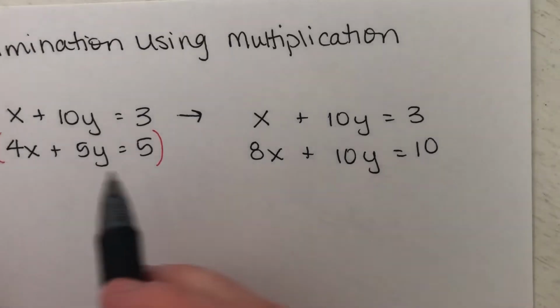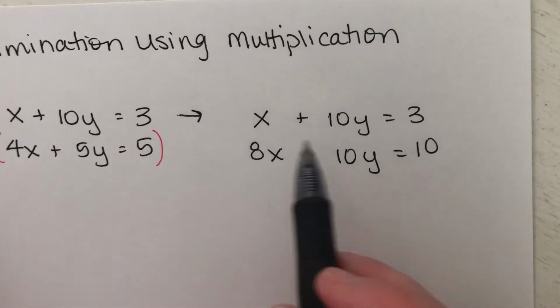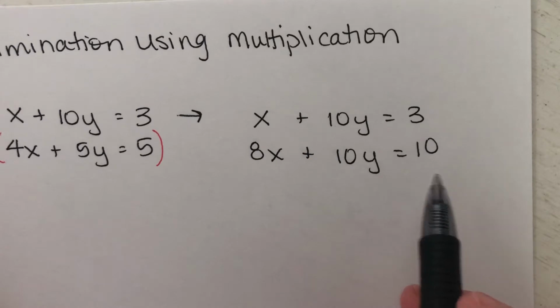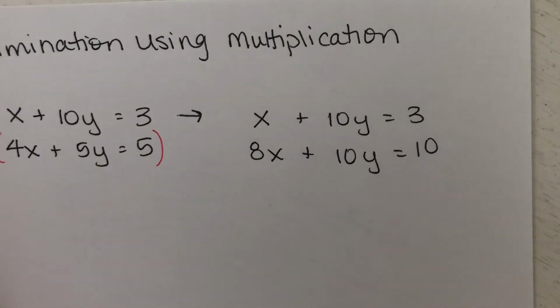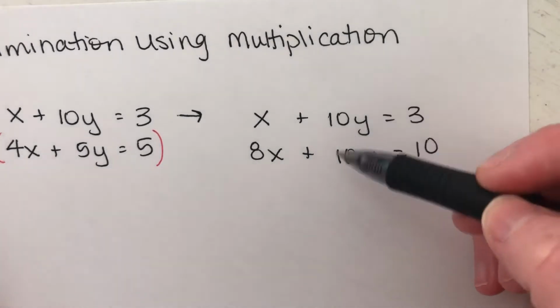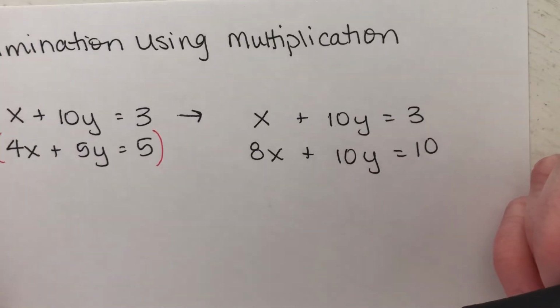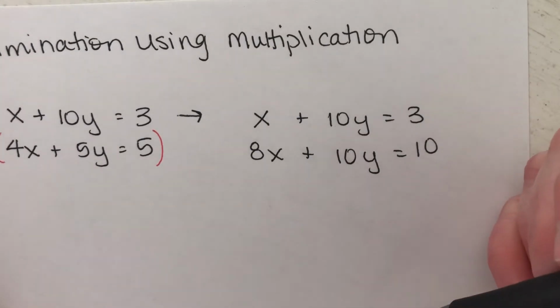Okay? And we didn't change the value of this equation. It's still the same equation. We just made it look a little different, just like when you change a fraction from, like, 2/3 to 4/6. It's still the same fraction. We just made it look different. So same thing here, but now my y's match. So now I can use elimination.